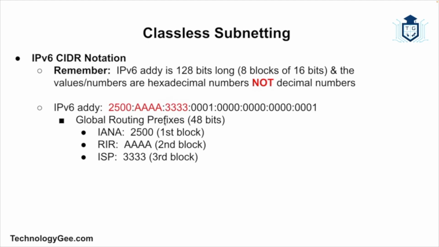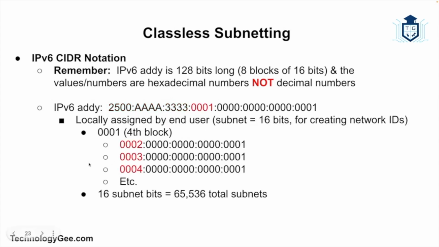The global routing prefixes identify the first 48 bits. So these are the first 48 bits right here. Just remember 16 times 3, that gets you 48. So remember, the Internet Assigned Numbers Authority, they assign this first block right here, 2500. Your regional internet registries, they assign the second block, and your ISP, who you pay your internet bill to, they assign the third block right here. And like I say, all 3 of these, they make up the global routing prefixes, or the first 48 bits of an IP version 6 address.